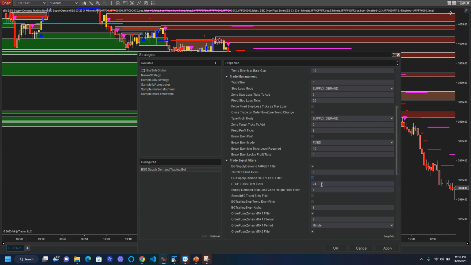That means I'm exposed, since I'm not filtering on the stop loss side, and I could lose any number of ticks. That's why we have this setting here: close the trade on out of flow zone trend change. I think let's enable that one. Let's not filter it out. That means I'm going to take every single trade and filter by target.